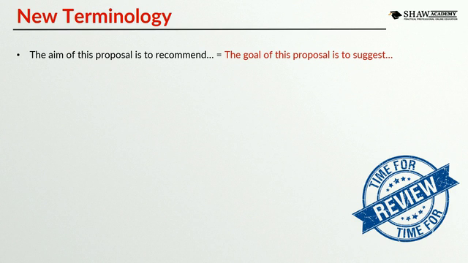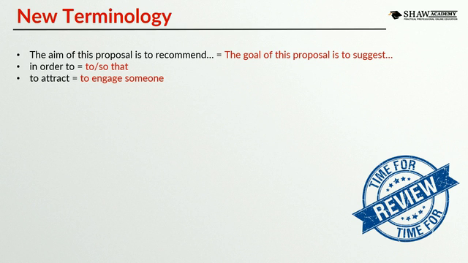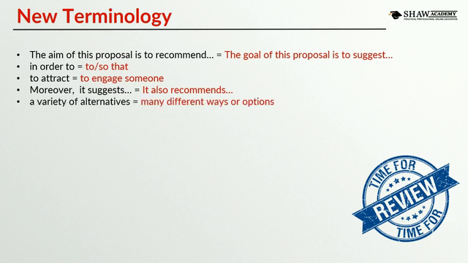The aim of this proposal is to recommend. That means the goal of this proposal is to suggest. In order to just means to or so that. To attract means to engage someone. Moreover, it suggests just means it also recommends. A variety of alternatives means many different ways or options. More appealing, of course, means more attractive.